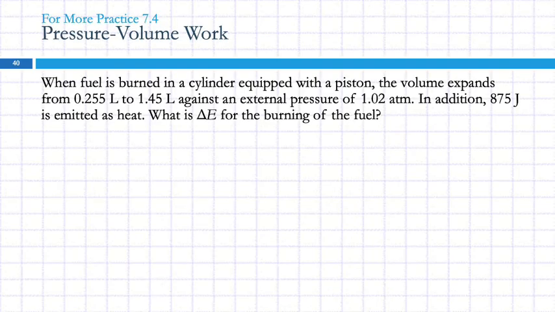When fuel is burned in a cylinder equipped with a piston, the volume expands from 0.255 liters to 1.45 liters against an external pressure of 1.02 atmospheres. In addition, 875 joules is emitted as heat. What is delta E for the burning of the fuel?